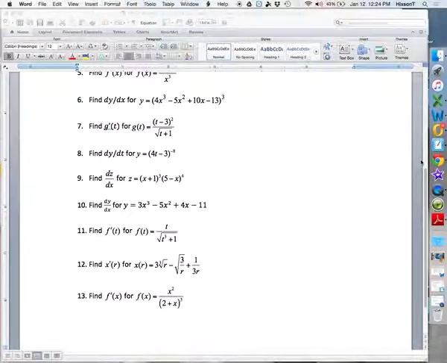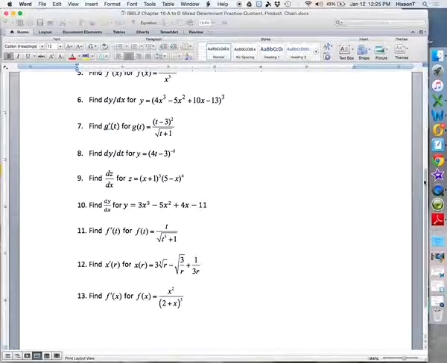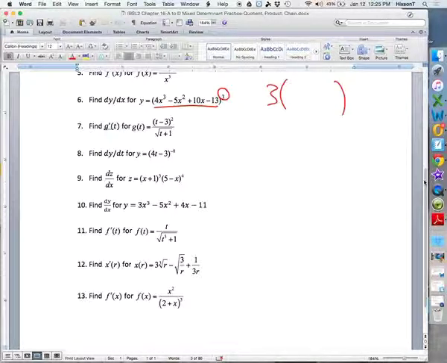So here's some from our mixed practice. So let's start with number 6. What did you need to use for number 6? Chain rule. Chain rule, okay? We have something cubed. So the derivative of something cubed is 3 times the something squared, okay?